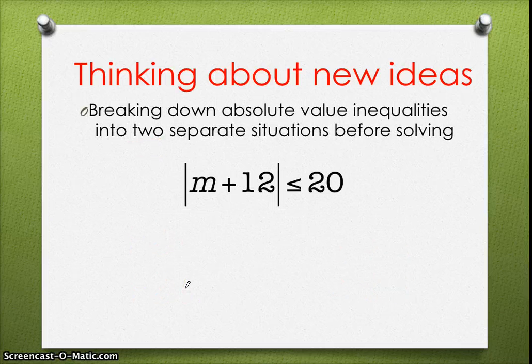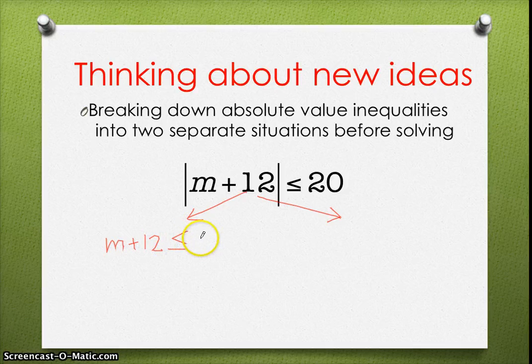We have the absolute value of m plus 12 is less than or equal to 20. Let's go ahead and break it down into two separate equations. So we know that whatever is inside those absolute value bars must have some distance that is less than or equal to 20. So we know m plus 12 is less than or equal to positive 20.